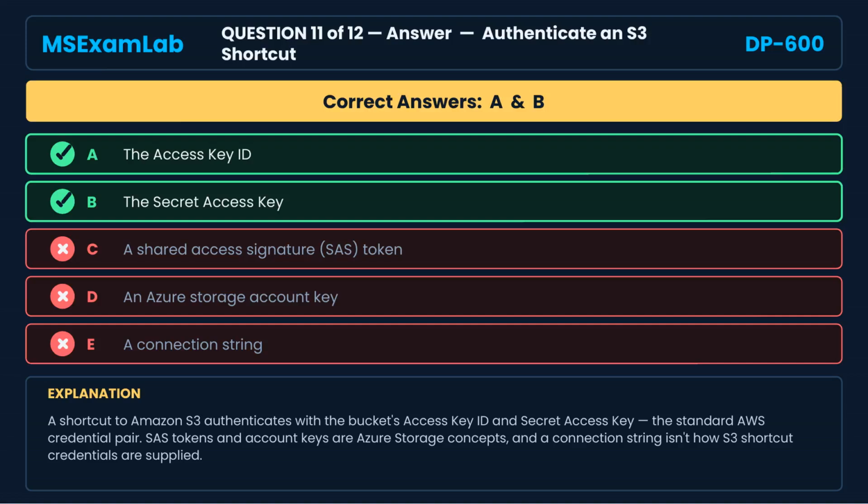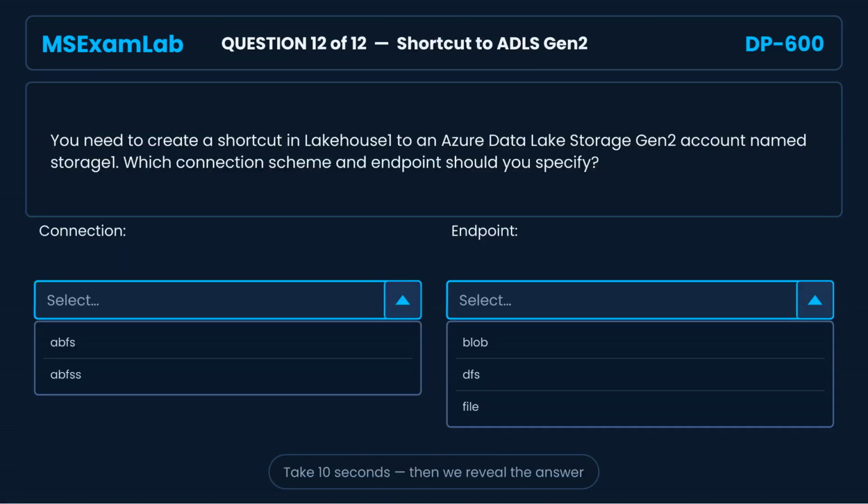The correct answers are A and B. A shortcut to Amazon S3 authenticates with the bucket's access key ID and secret access key, the standard AWS credential pair. SAS tokens and account keys are Azure storage concepts, and a connection string isn't how S3 shortcut credentials are supplied. Question 12 of 12.